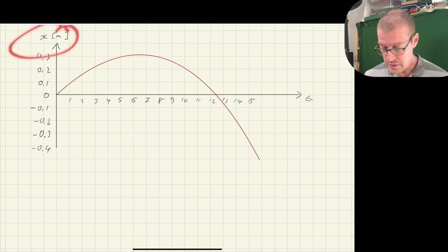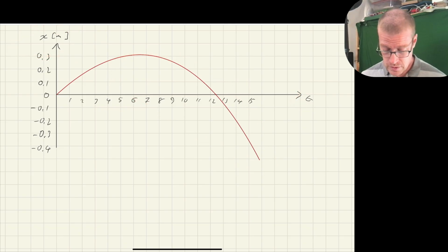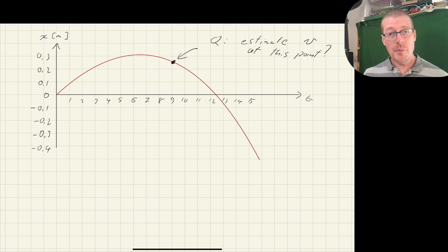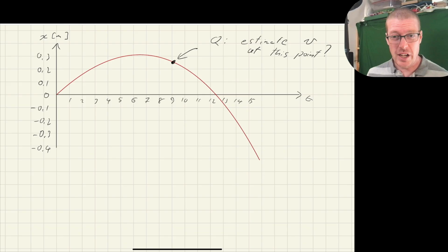So here's a nice sample x versus t graph. And suppose I want to know what the velocity is at this point here. Now, normally this is challenging in that you need to draw a tangent line to this point and then find the slope. Question is, how do you draw that tangent line?